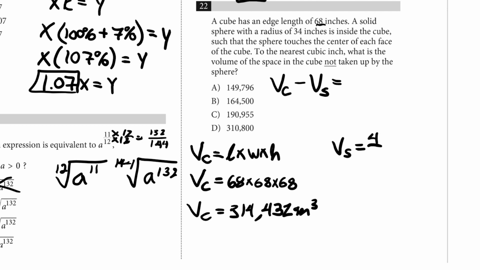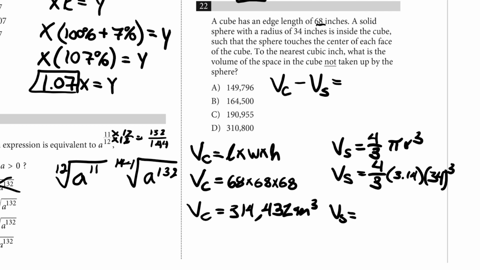Next, we need to find the volume of the sphere. Volume of a sphere is 4 over 3 times pi times the radius cubed. If we plug in the radius, this will be 4 over 3, pi is 3.14, and then the radius is 34, and we're going to cube this. If we multiply all these values together, 34 cubed times 4 divided by 3 times pi gives us 164,552.